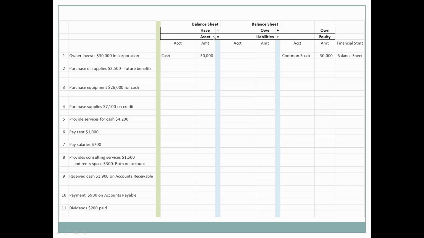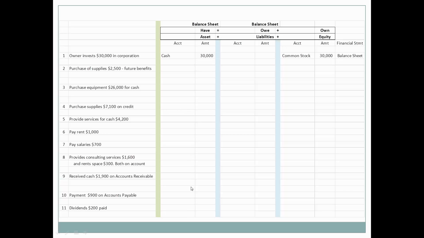What is the accounting equation? Well, the accounting equation is assets, what we have, is equal to liabilities, what we owe, plus equity, what we own. So what we have, we either got it through one of two sources, either by borrowing to obtain it or by owning it straight out. So let's look at these transactions.